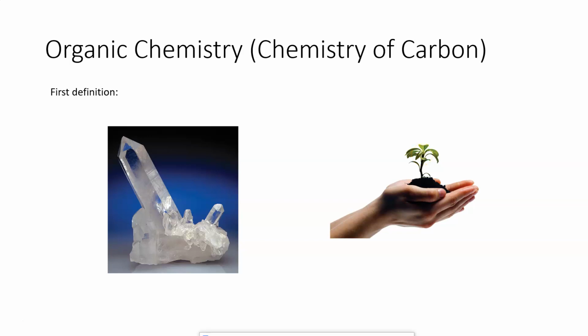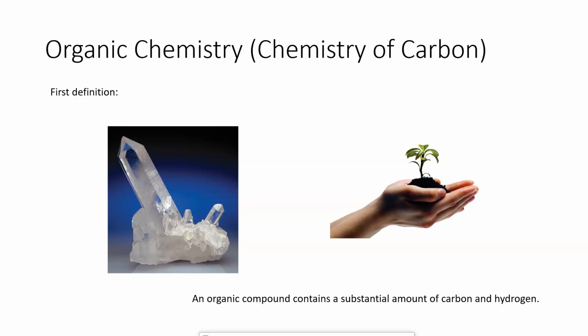There was a second definition or a second attempt to define organic chemistry, which is: an organic compound contains a substantial amount of carbon and hydrogen. And this is true, absolutely true. However, it's a very incomplete definition.